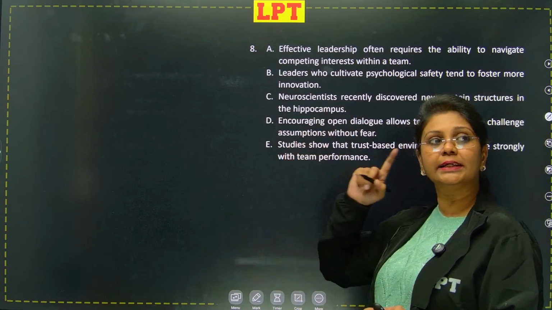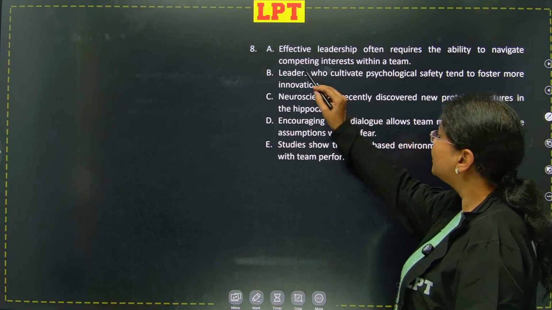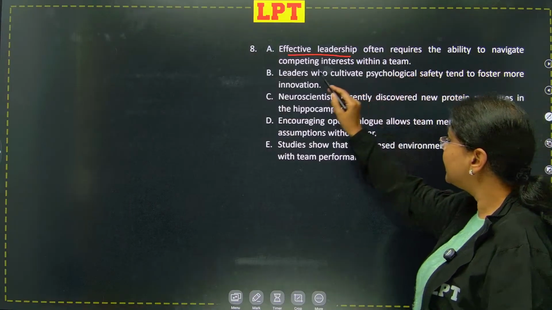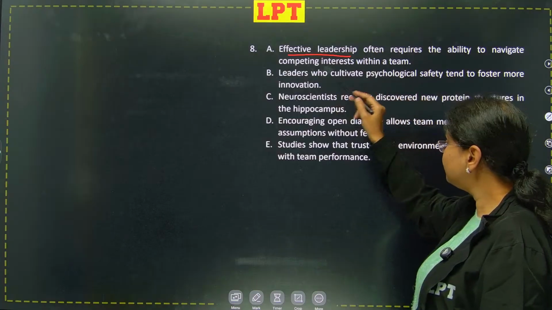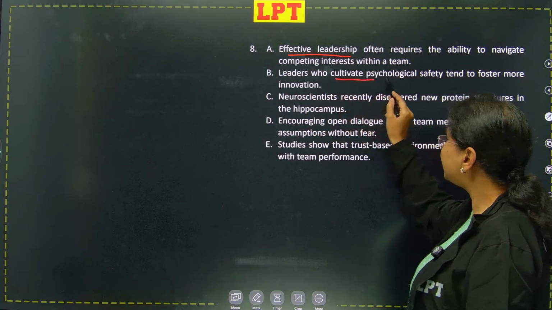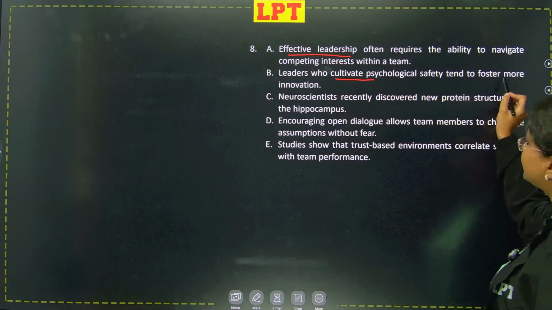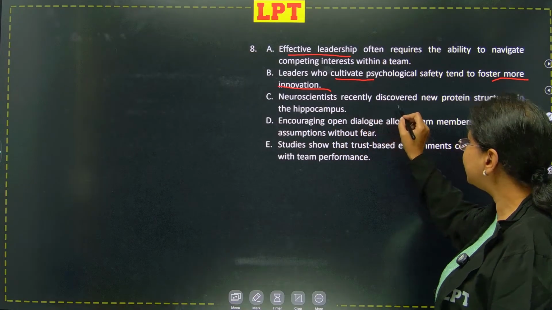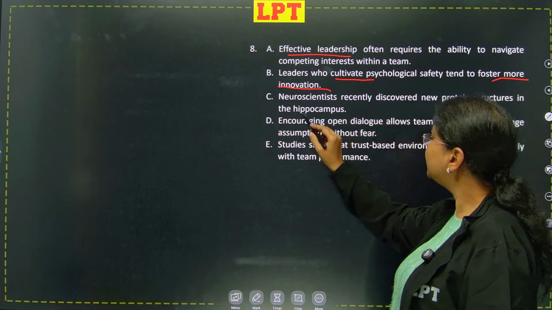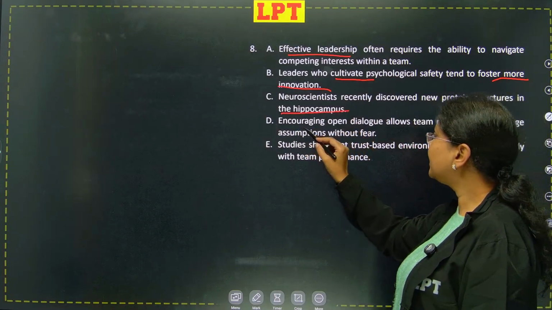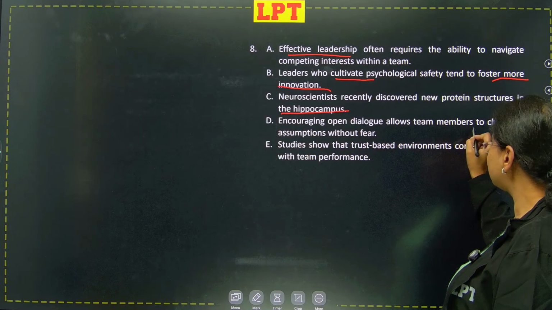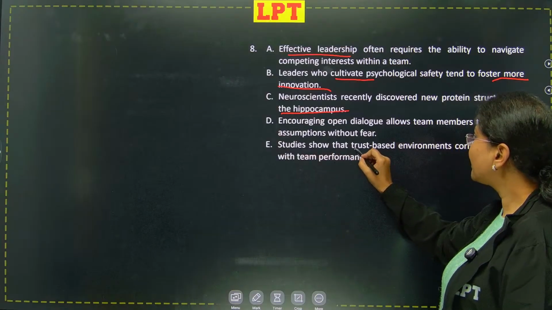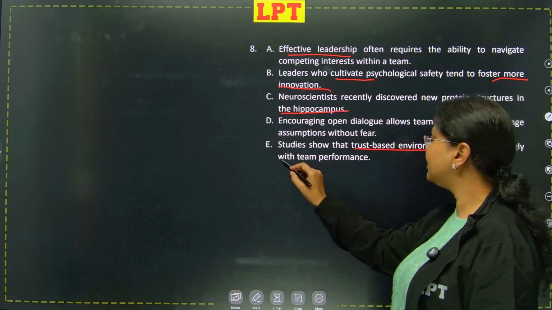So let's read out these sentences and try to understand what it has to say. It says effective leadership often requires the ability to navigate competing trust within a team. B says leaders who cultivate psychological safety tend to foster more innovation. All right. C says neuroscientists recently discovered new protein structures in the hippocampus. D says encouraging open dialogue allows team members to challenge assumptions without fear. And E says studies show that trust-based environments correlate strongly with performance.